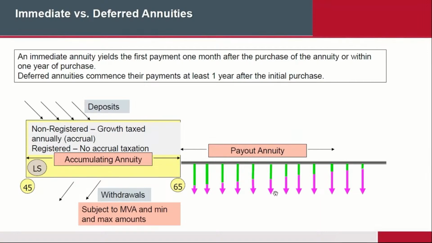So a deferred annuity does not start making payments until after 1 year. So anything beyond a year is a deferred annuity. Anything that starts within a year is called an immediate annuity. And again, both could be unregistered, or they could be registered annuities. It's all up to you, depending on the kind of income that you want.